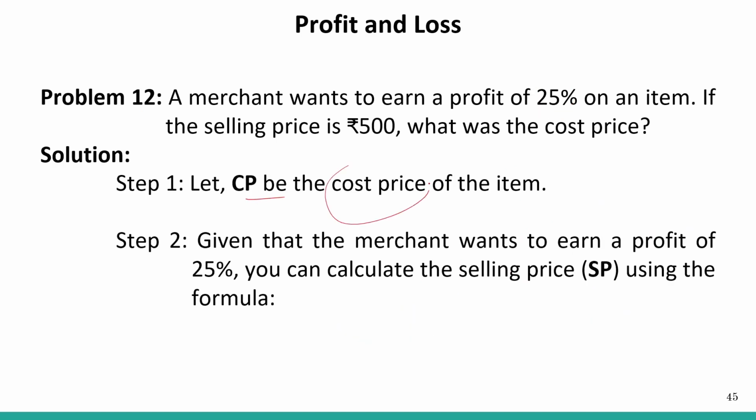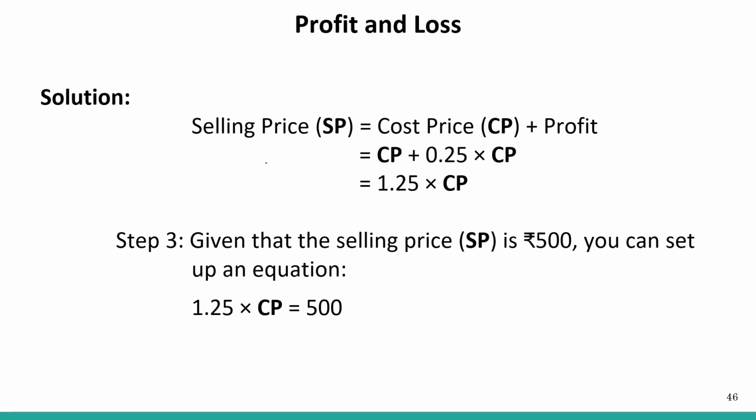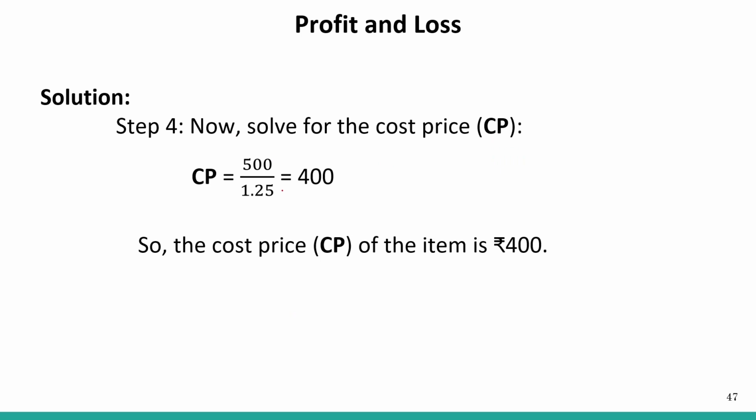So let CP be the cost price of that item. So given that the merchant wants to earn a profit of 25%, you can calculate the selling price how? So selling price is equal to cost price plus the amount of profit. So amount of profit is how calculated? So it is by multiplying the decimal form of the profit percentage with the CP. So it is in whole 1.25 CP or 1.25x. So solving it algebraically, what we are left with is CP is equal to 500 by 125 is equal to 400 rupees. So the cost price of the item will be 400 rupees.